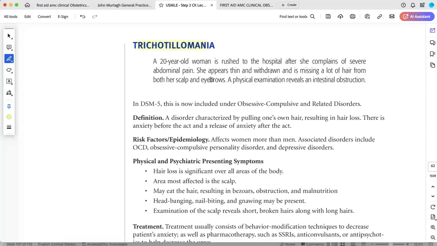Trichotillomania. Again, in DSM-5, trichotillomania is under OCD. It's a disorder characterized by pulling one's own hair, resulting in hair loss. There is anxiety before the act and release of anxiety after the act. So the patient feels that they need to pull their hair, and if they don't, they feel anxious. Now this is important: how to differentiate trichotillomania from alopecia.